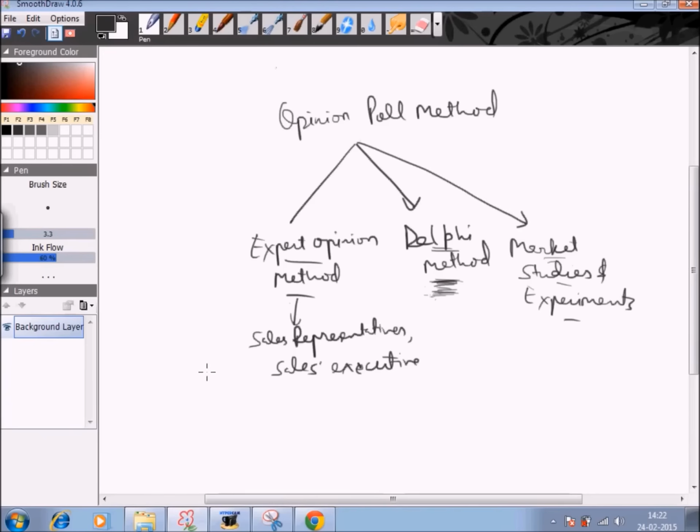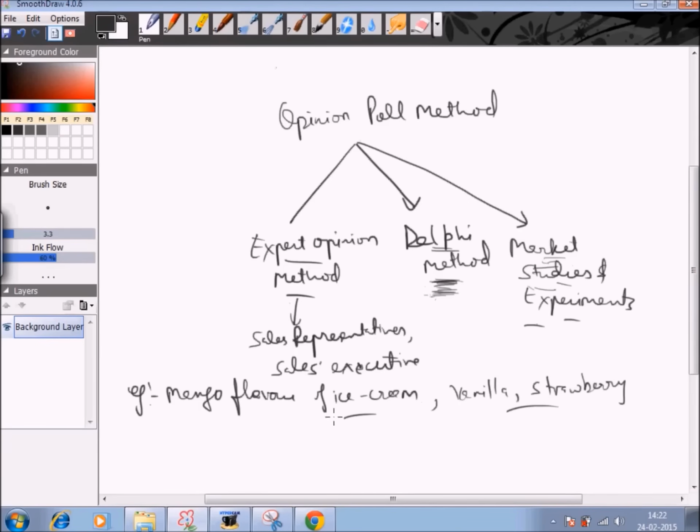So we can take an example in order to get a clear view of market studies and experiments. For example, a company wants to introduce a new flavor of ice cream, suppose mango flavor of ice cream, in the market. It knows that its competitors are already having vanilla and strawberry flavor in the market, and it wants to take a decision in order to introduce a new flavor, that is mango flavor.